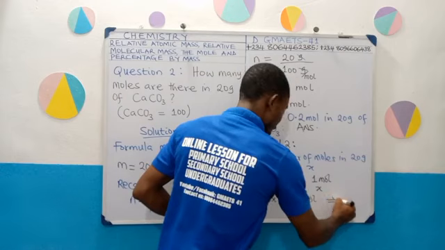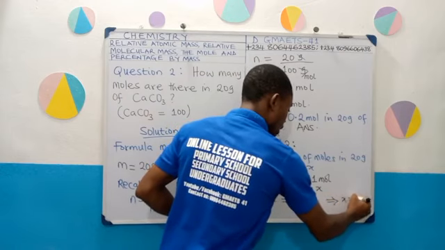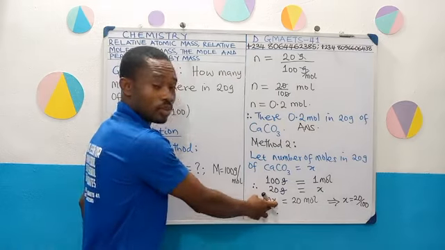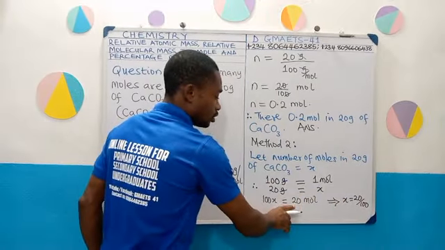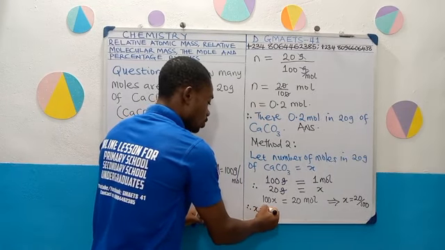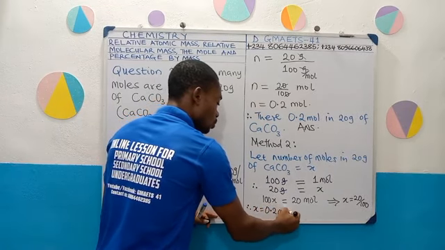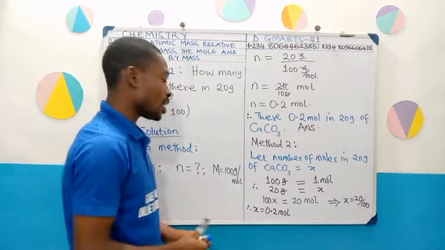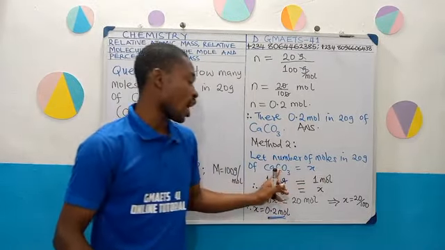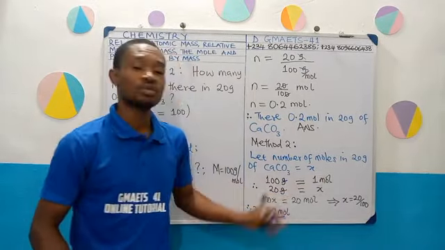Now I'm looking for x, so I'll divide both sides by the coefficient of x, which is 100. It implies that x will be 20 divided by 100. Divided by 100, x will be left. Look at it. Divided by 100, you have 20 over 100. Therefore, x will be equal to 0.2 moles. 0.2 moles. And that's the number of moles that is present in 20 grams of calcium trioxocarbonate IV.